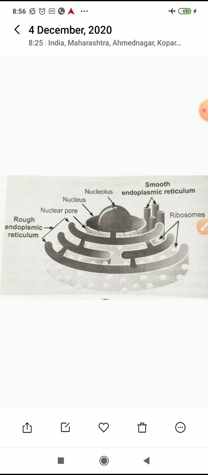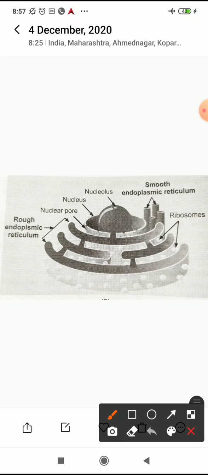Ribosomes are found either in free state in the cytosol or attached to endoplasmic reticulum. Ribosomes have a sedimentation coefficient of about 80S and are composed of two subunits, namely 40S and 60S.